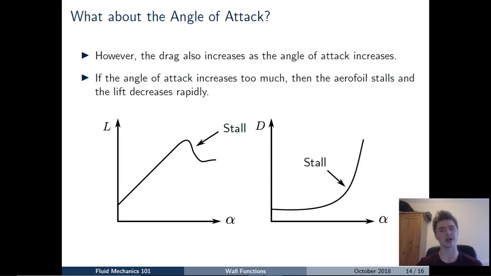And so straight away what we can see here is that there's definitely some optimization that can be had when it comes to aerofoil and aerodynamic design. We'd like to pitch the aerofoil nose up and increase our angle of attack to get more lift, but we can't increase it too much, otherwise we might encounter aerodynamic stall. So there's definitely a bit of optimization and design work to be done there.